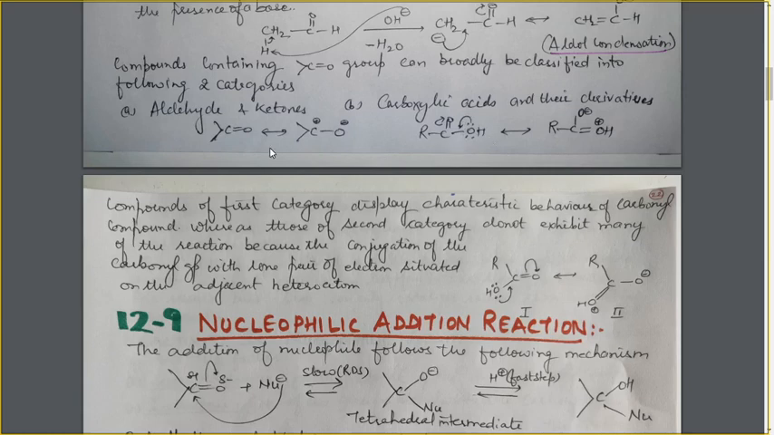So one major difference is there: both the compounds have the C=O group, but they differ very much in their chemical properties. And why is this so? Because this C=O group is quite polar in nature and electron deficient in aldehydes and ketones, whereas in this case the electron deficiency of the C=O group is very much reduced by the neighboring heteroatom because of this type of resonance. That's why the two compounds, although they have the C=O group, differ much in their chemical properties.